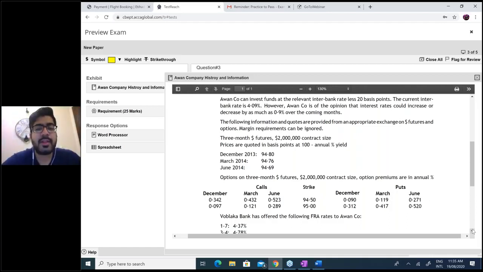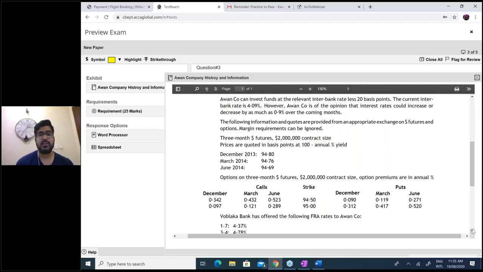The current interbank rate is 4.09%. However, Awan is of the opinion that interest rates could increase or decrease by as much as 0.9% over the coming months. Awan can invest funds at the interbank rate less 0.2%.